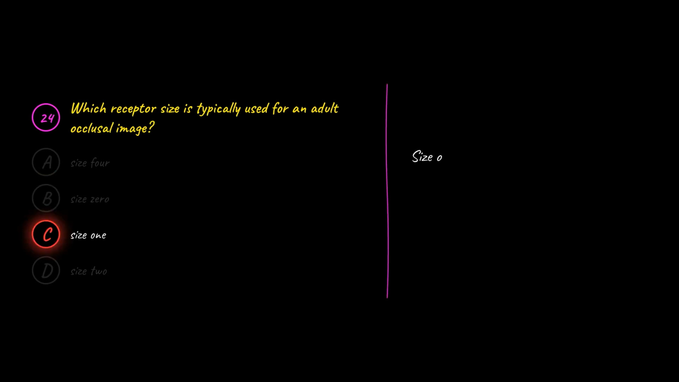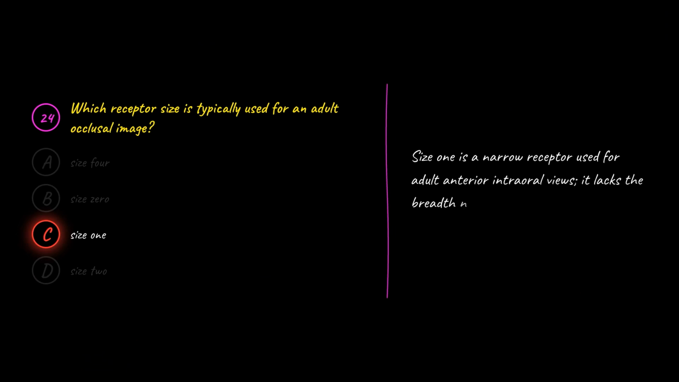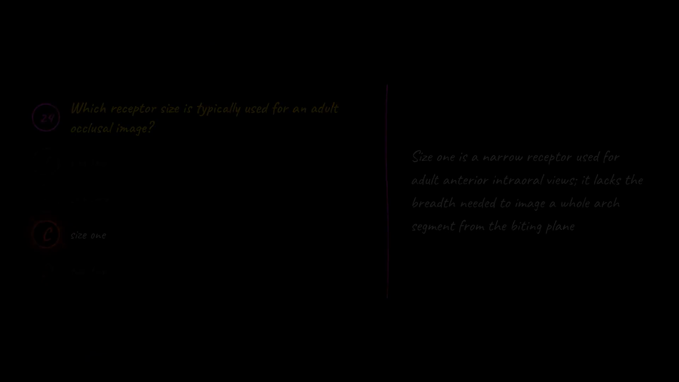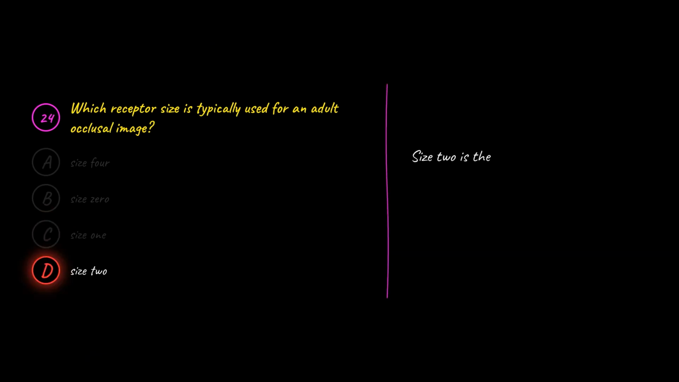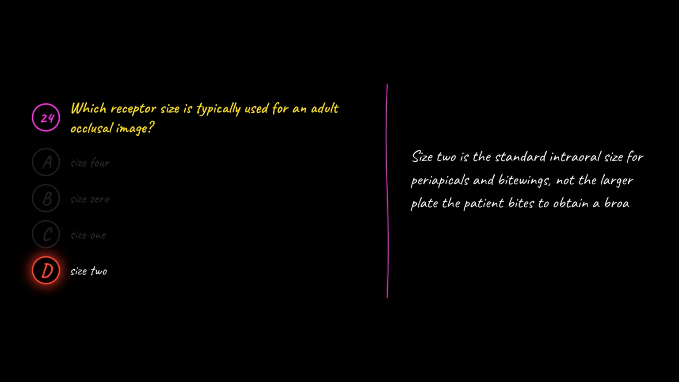C is wrong because size 1 is a narrow receptor used for adult anterior intraoral views. It lacks the breadth needed to image a whole arch segment from the biting plane. D is wrong because size 2 is the standard intraoral size for periapicals and bite wings, not the larger plate the patient bites to obtain a broad occlusal projection.